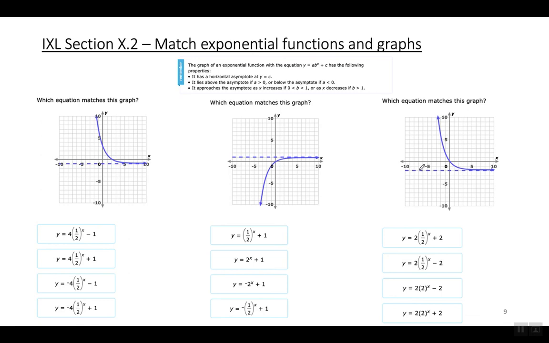All right. Let's look at the last example here. The asymptote is at negative 2. So it's between these two.